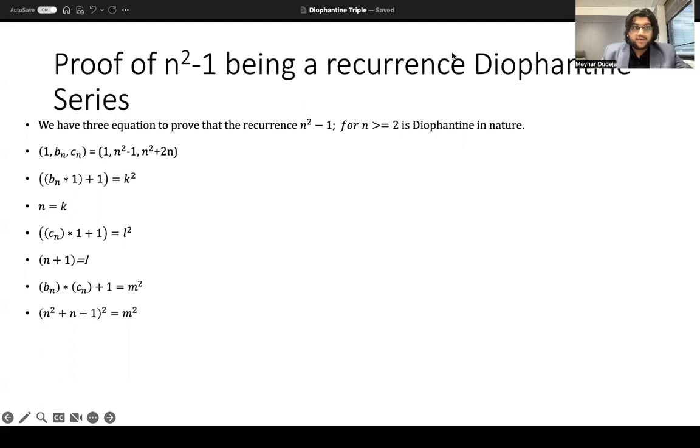Now, here's a proof that we did with algebra. If you multiply bn with 1 and you add 1, it's a perfect square because n is equal to k. Then for the next one, if you do the calculations, you get n plus 1. And for the last one, if you multiply bn with cn, you get n squared plus n minus 1 whole squared. So that means this series is a recurrence series, which is also a Diophantine triple.